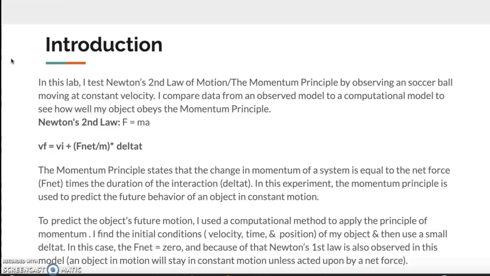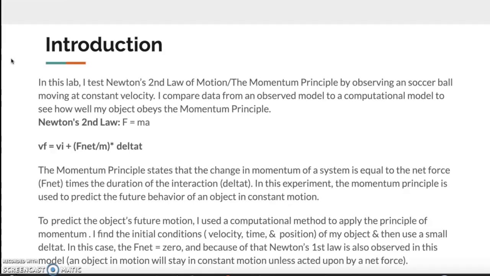I compared data from an observed model to a computational model to see how well my object obeys the momentum principle. Newton's second law states that force is equal to mass times acceleration. I also use this formula, which states that final velocity is equal to initial velocity plus net force divided by mass times delta t. The momentum principle states that the change in momentum of a system is equal to the net force times the duration of the interaction. In this experiment, the momentum principle is used to predict the future behavior of an object in constant motion.